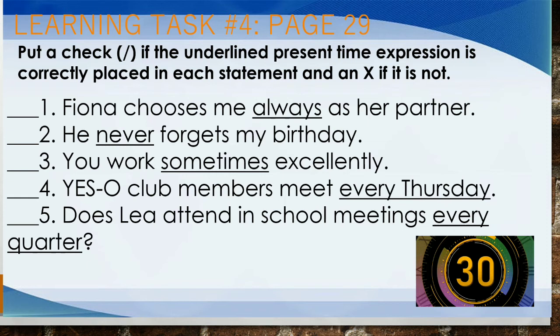You have noticed that in numbers 1 to 3, the time expression is only one word. So remember, where did we place a time expression which is only one word? And in numbers 4 and 5, the time expressions are 2 or more words. So you have to review our previous discussions. Okay, again, I will give you 30 seconds.